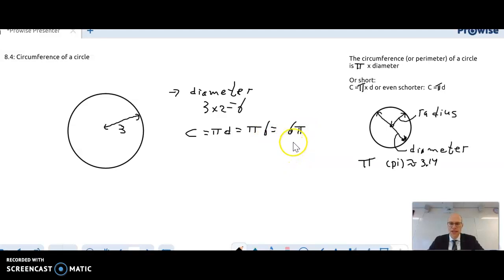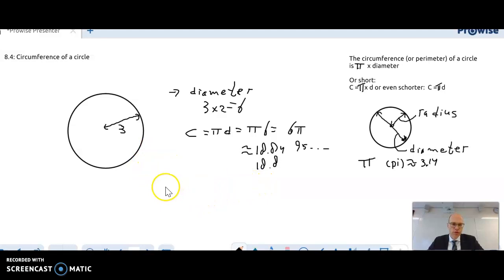That is the exact number, and sometimes you want to have it approximately, and you simply press on your calculator 6 times pi, and then you should get 18.8495 and so on and so on. I'm just going to round it to 18.8. Okay. Please try to do this for yourself.